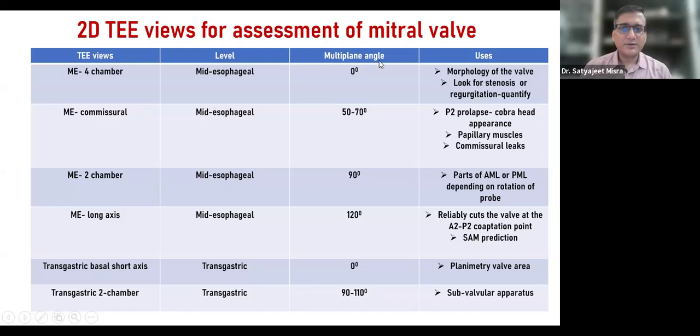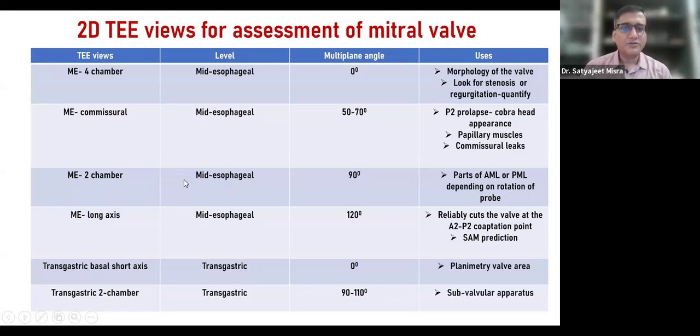Then moving on, as we rotate the multiplane angle to 50 to 70 degrees, we come upon the commissural view. And usually this scan line passes through the P3, P1, and A2 segments. We don't usually see the P2 scallop of the posterior mitral leaflet, but we do see it if there's a P2 prolapse, in which case it appears like a cobra head behind the A2 scallop. We also see both the papillary muscles in this view, the anterolateral as well as the posteromedial. And this is an excellent view if you want to look for commissural leaks.